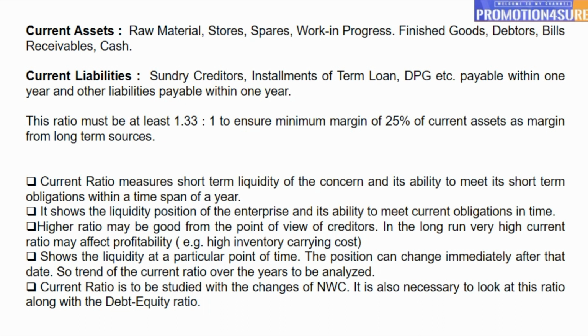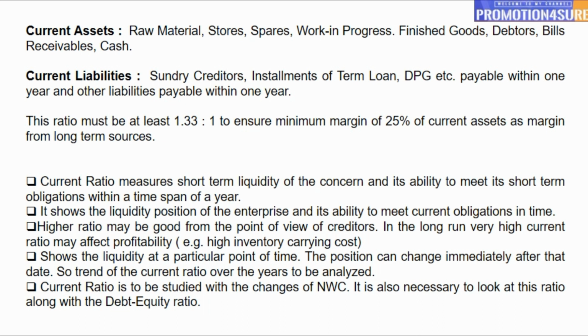This ratio must be at least 1.33 is to 1 to ensure a minimum margin of 25% of current assets as margin from long-term sources. Current ratio measures the short-term liquidity of the concern and its ability to meet its short-term obligations within a time span of a year. It shows the liquidity position of the enterprise and its ability to meet current obligations in time.